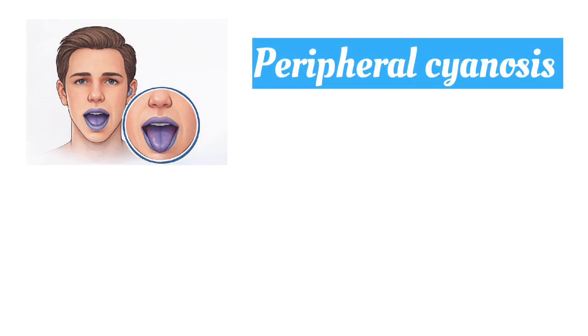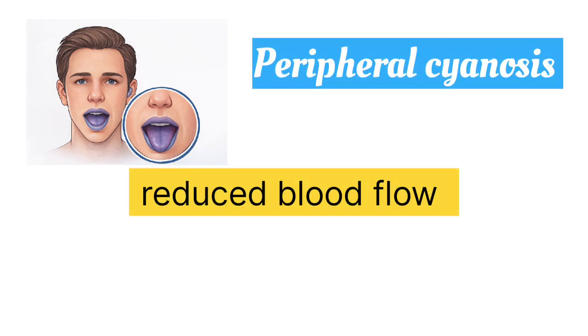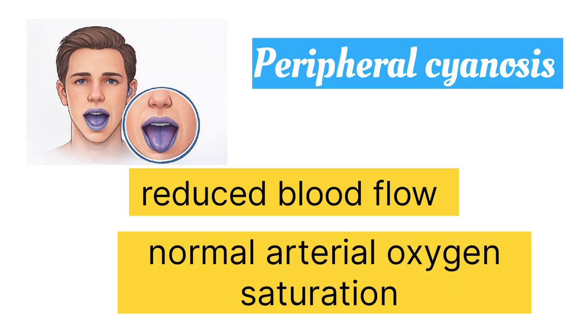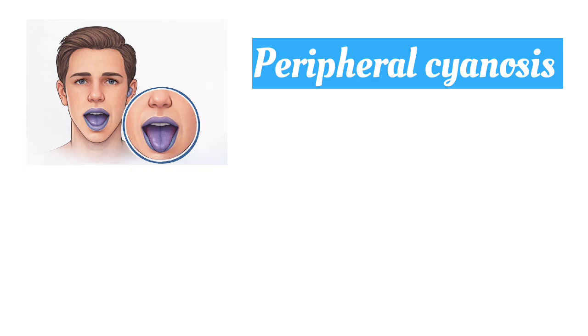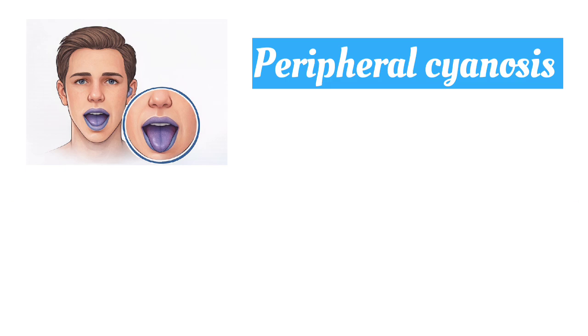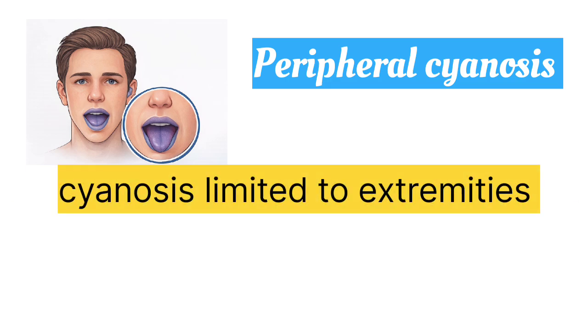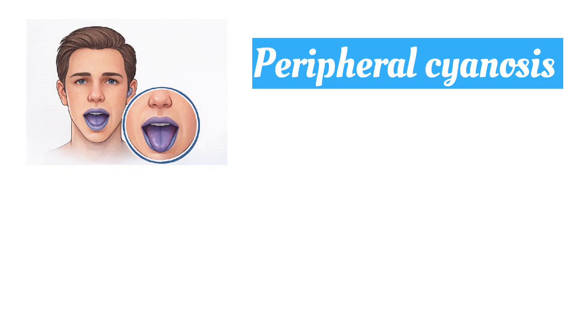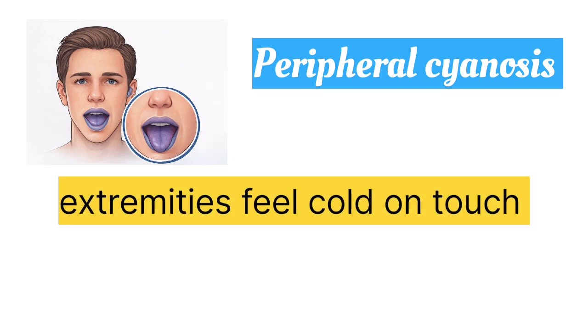Peripheral cyanosis. Peripheral cyanosis occurs due to reduced blood flow, while arterial oxygen saturation remains normal. It is mainly seen in the fingers, toes, nail beds, and earlobes. In this type, cyanosis is limited to the extremities. The extremities feel cold on touch.